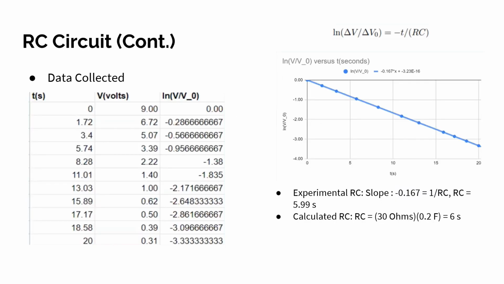You can see the data collected from our previous experiment, and we're going to plot it onto a graph using the equation seen in the top right. It yields a linear line of data, and we're going to use that to calculate RC. So our experimental RC ended up being 5.99 seconds, and our calculated RC was exactly 6 seconds.